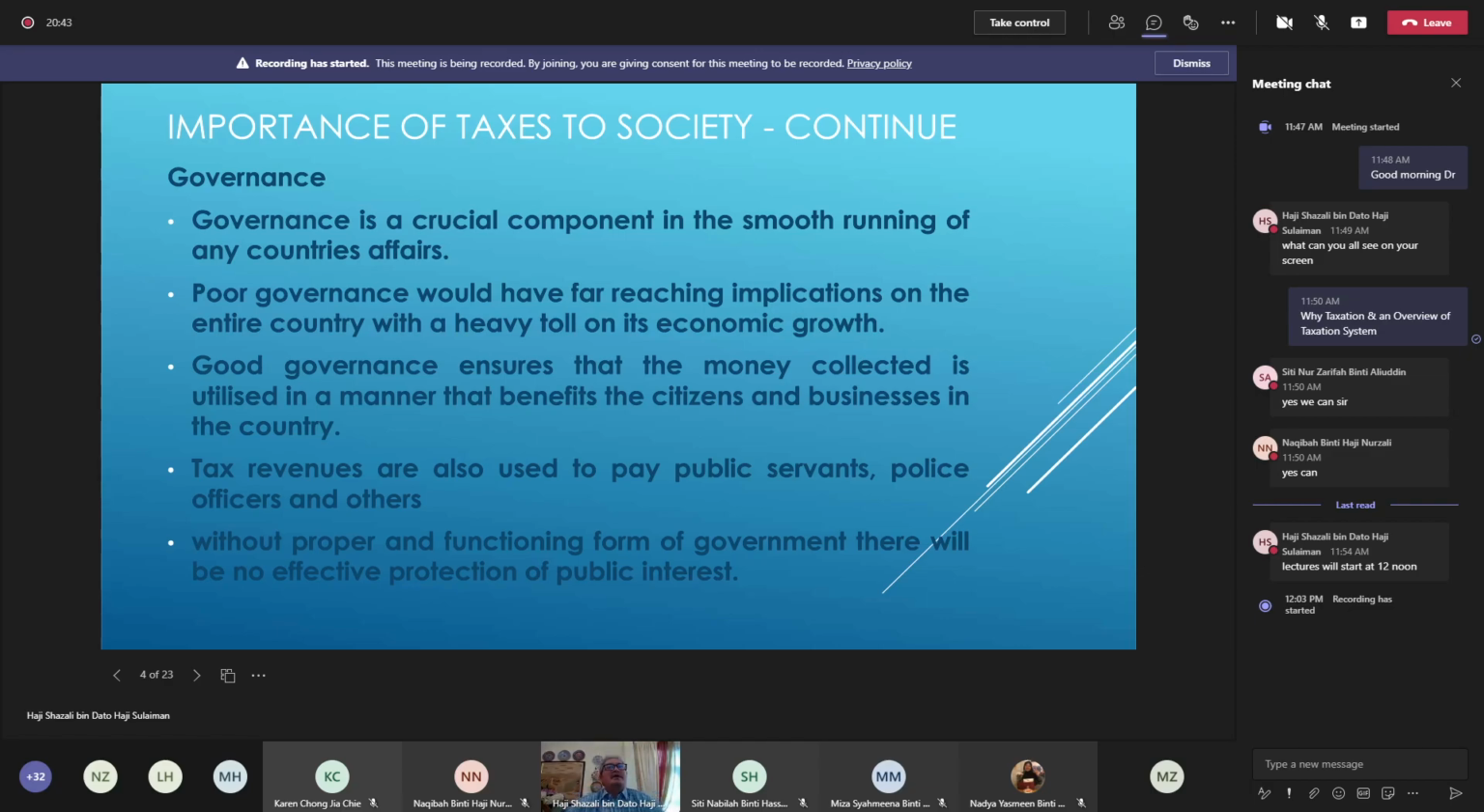Anyway, yeah. So the importance of tax to society includes governance. What is governance in terms of taxation? Governance is a critical component in the smooth running of any country's affairs. Poor governance will have far-reaching implications on the entire country, with a heavy toll on economic growth. What does governance mean? It is that you have a fair tax system, a system that is fair and equitable for everyone.